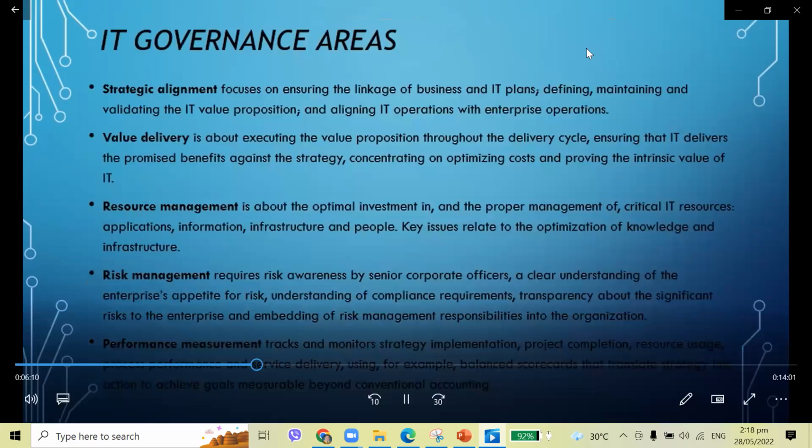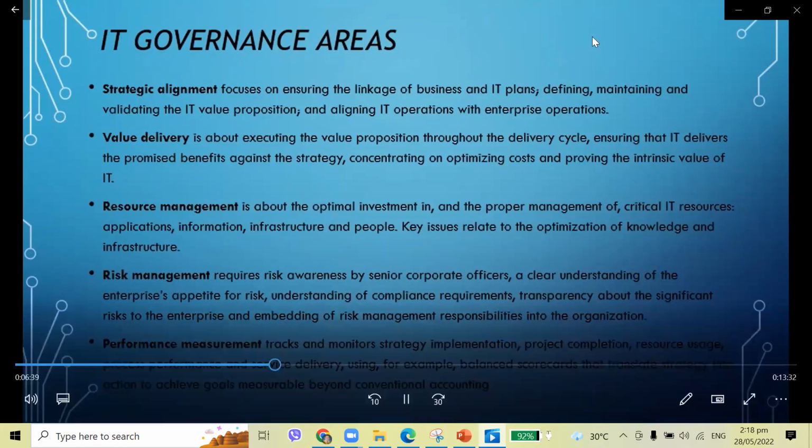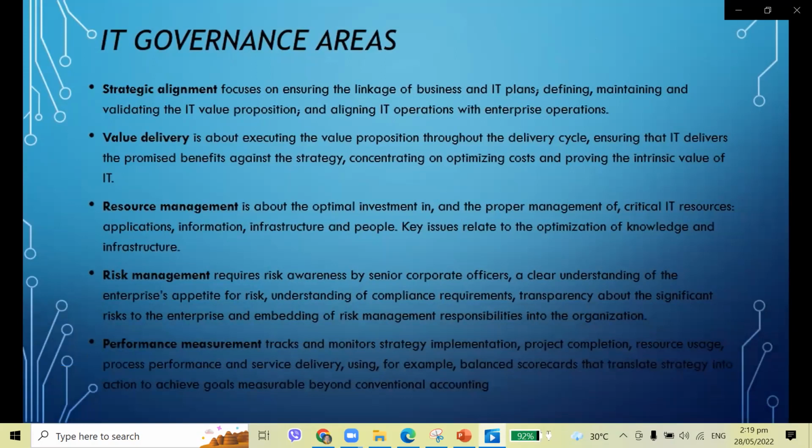So, governance areas. Strategic alignment focuses on ensuring the linkage of business and IT plans, defining, maintaining, and validating the IT value propositions, and aligning IT operations with enterprise operations. Next is value delivery. It is about executing the value proposition throughout the delivery cycle, ensuring that IT delivers the promised benefits against the strategy, concentrating on optimizing cost and proving the intrinsic value of IT.